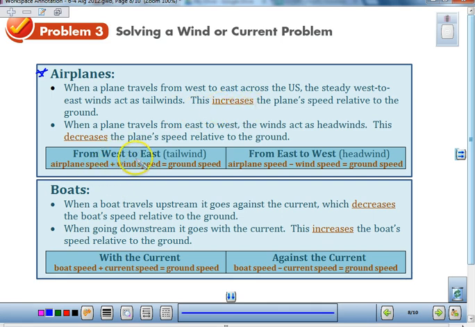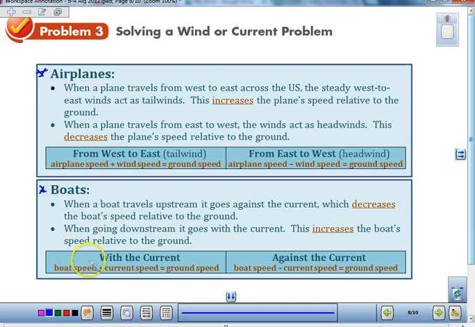So when you travel from west to east, it's always going to be your plane speed plus the wind is equal to the ground speed. That means the wind's pushing you a little. But when you travel from east to west, you have a headwind, it's called. This decreases the plane speed. So when you are traveling from the east to the west, it's the speed of the airplane minus the wind speed is equal to your ground speed. That's usually why going from east to west takes you longer by plane than if you're going from west to east.